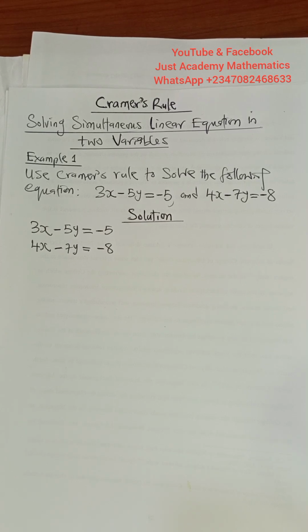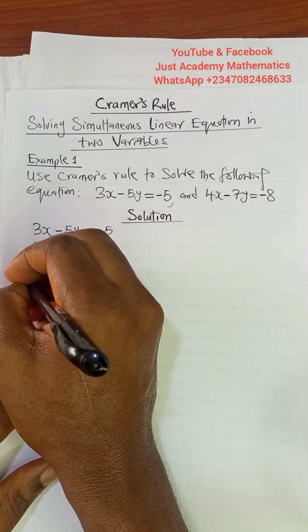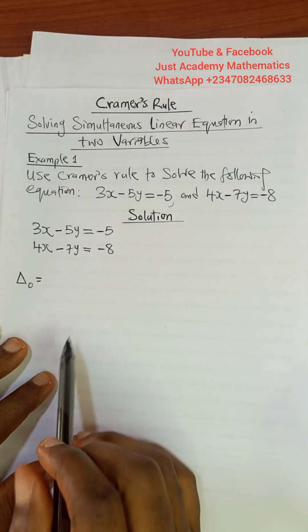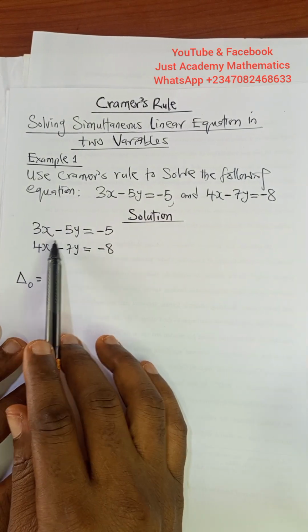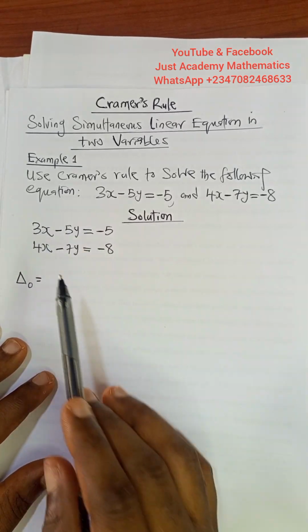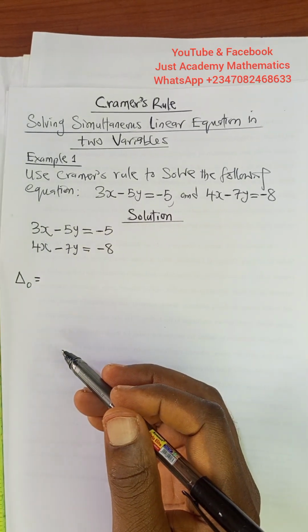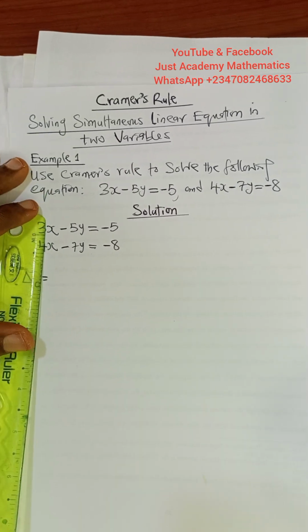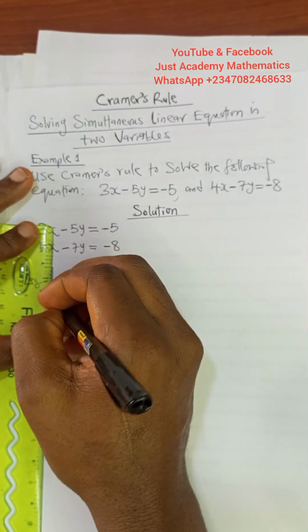Now, the next step is to get what is called delta zero. What do I mean by delta zero? Follow me. Delta zero is the determinant of the coefficients of x and y in these two equations, the determinant of the coefficient of x and y. Now, this is what I mean by that.